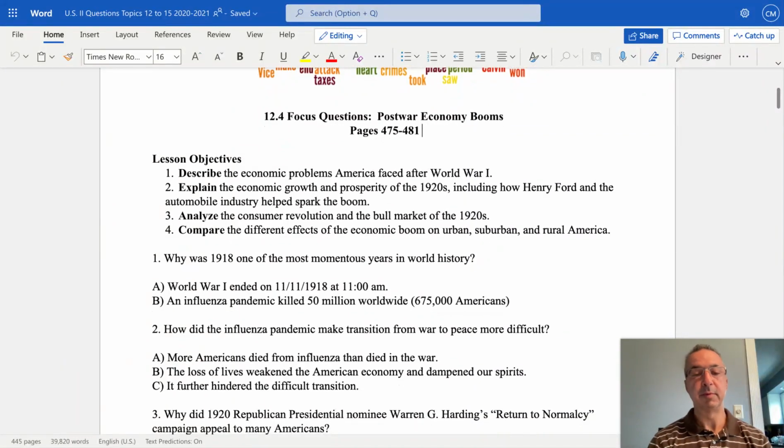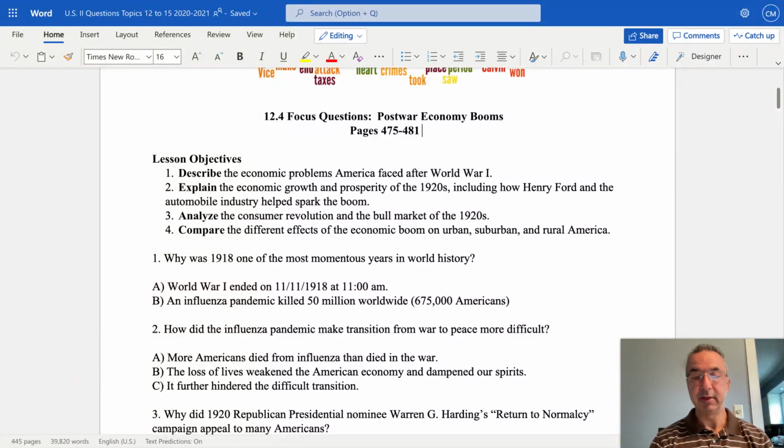So as you look at the response for number two, more Americans even died from the pandemic than died in World War I. The loss of lives weakened the American economy, obviously dampened our spirits. It hindered a difficult transition back to a peacetime economy.